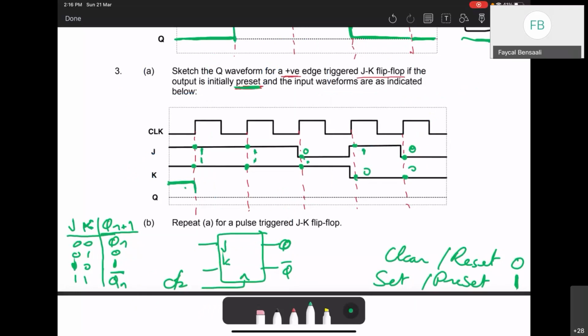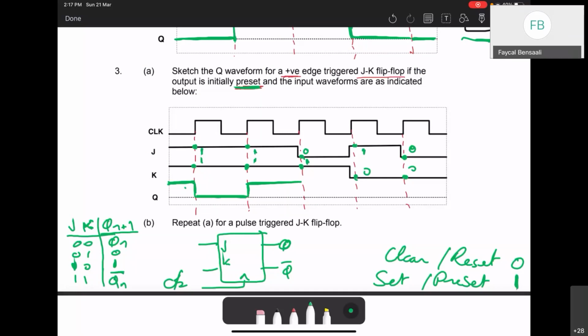So we go to 0, and it stays 0 until the next rising edge. The next rising edge is 1, 1, so again it's Q bar, so it's a toggle. We call this toggle operation. We invert. It's 1, and then 0, 1.